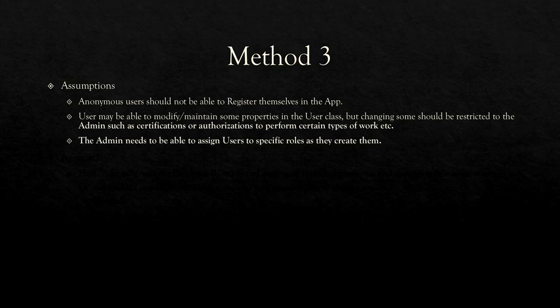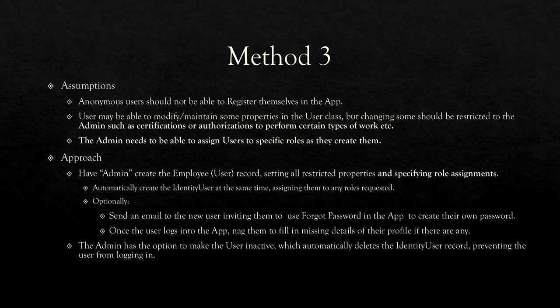But the admin also wants to be able to assign them to specific roles in terms of the authorization within the system as well, okay? And that can be their job in addition. So the approach here will have the admin create the employee, or if you prefer, user record, the one in our own production table, setting any restricted properties and so on, specifying role assignments that should be there in the identity system as well as they do so.